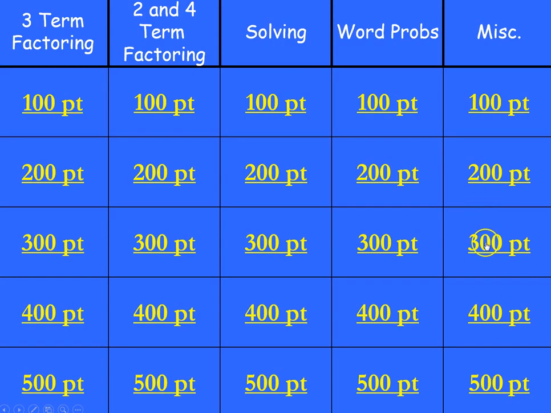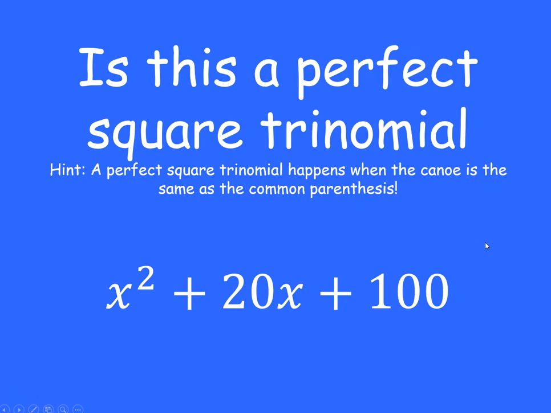Review for 300. Is this a perfect square trinomial? Ooh. So you're going to have to decide if this is a perfect square trinomial. Go ahead and pause the video now. Factor it. Remember, a perfect square trinomial is when the two factors are exactly the same.